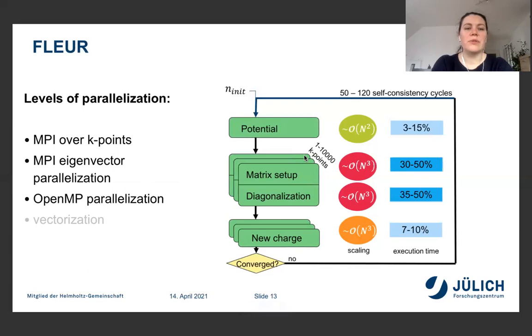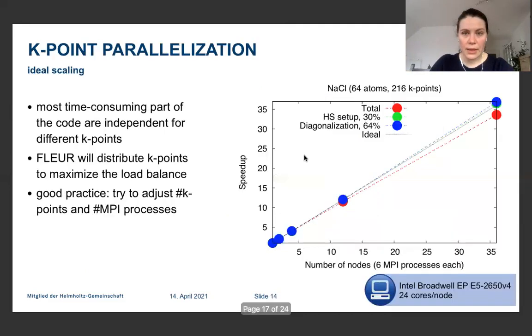Our top level of parallelization is MPI parallelization over k points. Then we can also spread our eigenvalue problem over several MPI processes. And then, of course, we have multi-threading with MPI. Let's check how it works.